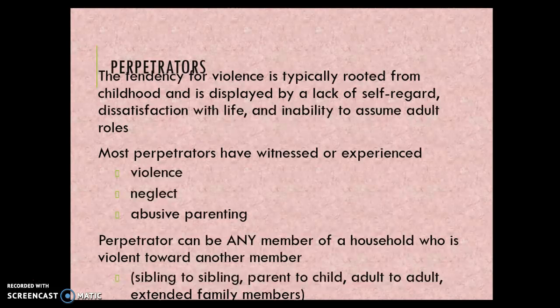A perpetrator can be any member of a household who is violent towards another member. So you could have sibling to sibling, parent to child, adult to adult, extended family members. So anybody can be the perpetrator. It doesn't necessarily have to be the parent to the child. It can be other ways as well.